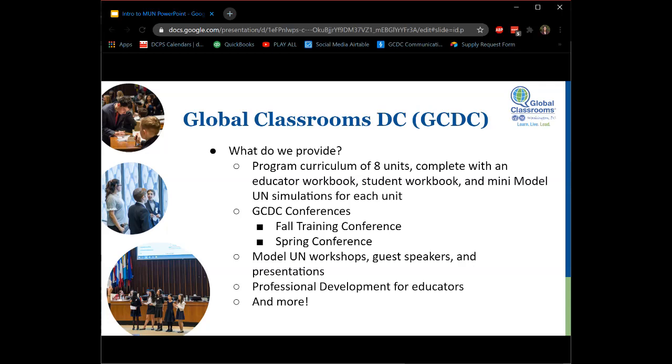We also host 2 conferences during the school year. One is our Fall Model UN Training Conference in association with the Pan American Health Organization, and the other one is our Spring Model UN Conference. I'll touch on a little bit of how we are adapting to COVID and how we are planning on moving forward with the curriculum and the conferences a little bit later in the session.